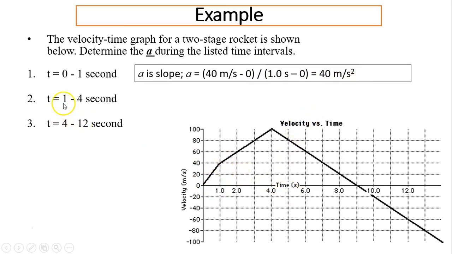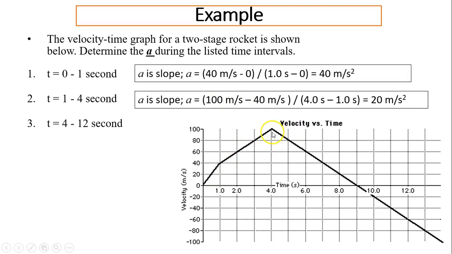Now, acceleration between 1 to 4 seconds. That is the slope. So similarly, you pick the two points: 100 over here, minus 40, that's the y, divided by x, 4 minus 1, the two corresponding x points. So you should have 20 meters per second squared. That makes sense because the slope is the acceleration. As you can see over here, between 0 to 1 second, the slope is steeper than from 1 to 4 seconds.